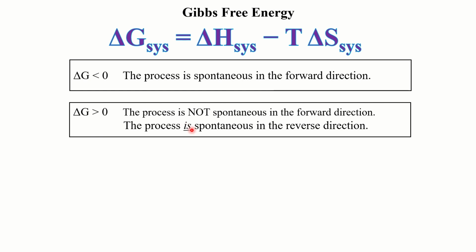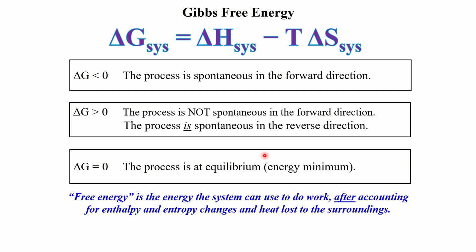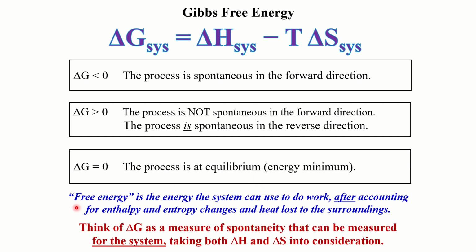However, it could be said that it is spontaneous in the reverse direction. If delta G is equal to 0, the process is at equilibrium, which is considered to be the energy minimum. And again, free energy here is the energy the system can use to do work after accounting for the change in enthalpy and entropy changes, as well as any heat lost to the surroundings. So think of delta G as a measure of spontaneity that can be measured for the system, taking into account both the enthalpy and entropy changes.